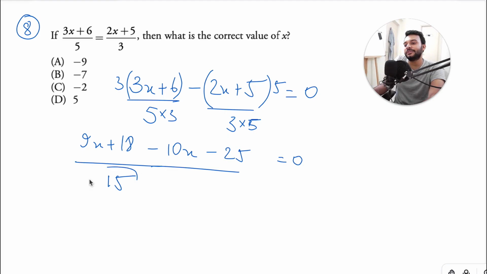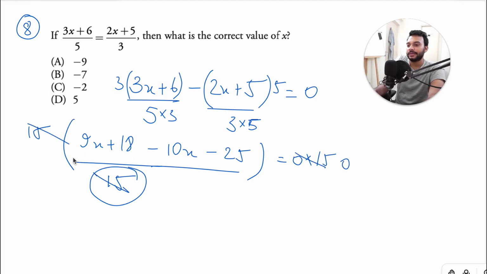Now you can forget about this 15, because when it goes to the other side, or simply multiply both sides with a 15, and this cancel, this becomes a 0. 9x minus 10x, that's a negative x. 18 minus 25, that's a negative 7, is equal to 0. So x is equal to a negative 7. How? You add a positive 7 on both sides.